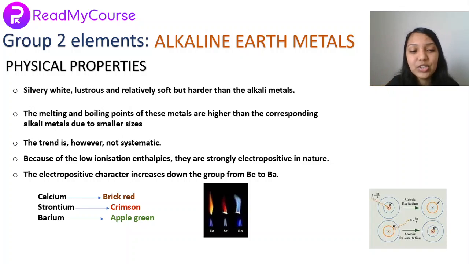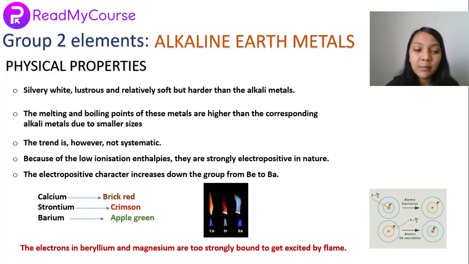They emit some radiation, and hence we get all these colors, which are characteristic of every alkali metal and alkaline earth metal. However, the electrons in beryllium and magnesium are too strongly bound to the nucleus, and hence they don't get excited by the flame. Calcium, strontium and barium give these colors when introduced to the flame, whereas beryllium and magnesium do not. So this is about the flame test, and because they give colors when introduced to the flame, this can be used for detecting the elements.